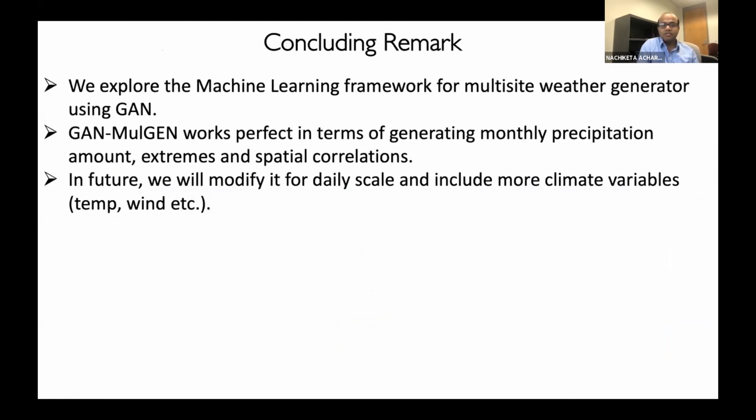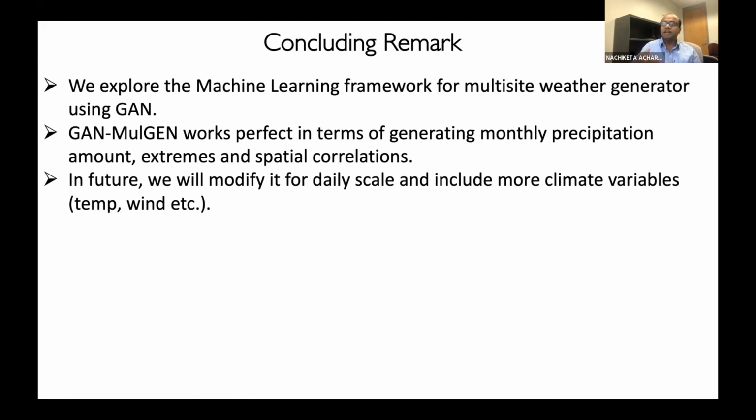On that note, we are thinking about the future, whether we can modify it for the daily scale where the temporal part comes in, so we can also model the sequence of the rainfall, and also try to include more climate variables. That means instead of only multi-site correlation across different spaces, we also want to keep the correlation between different variables, let's say rain, temperature, wind, and solar radiation, and it will work that way. So we don't have to do different stages of modeling.